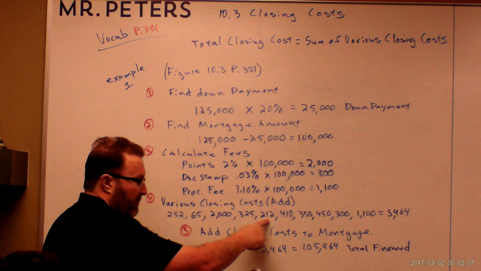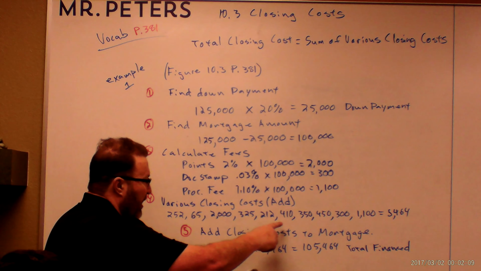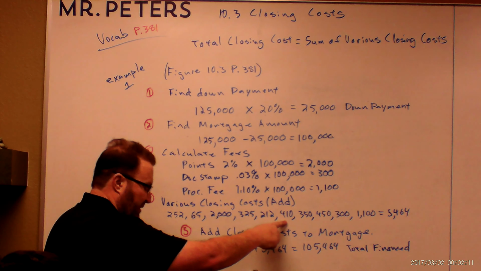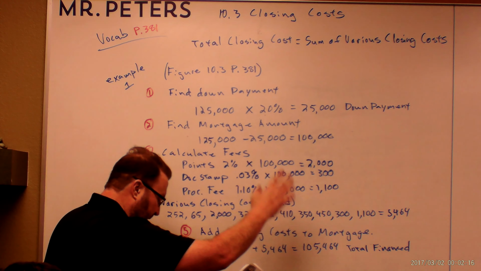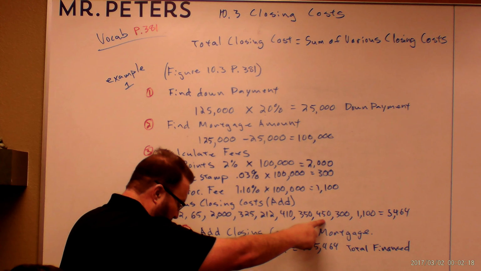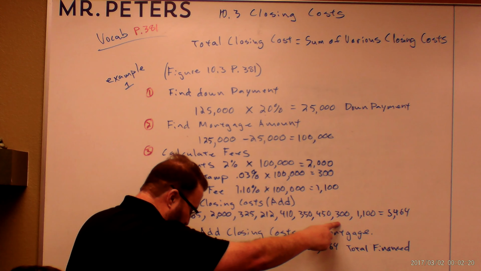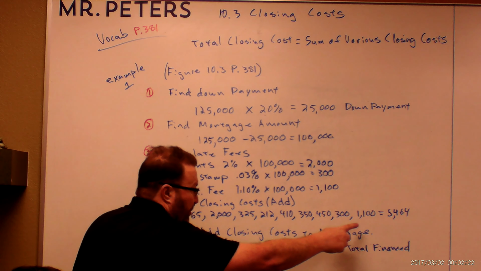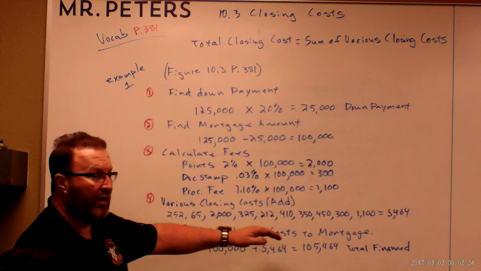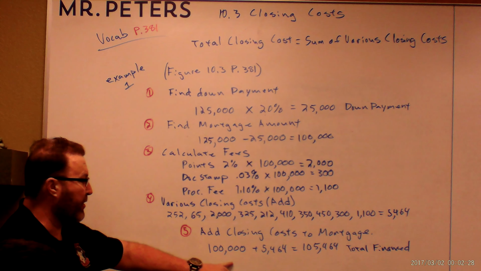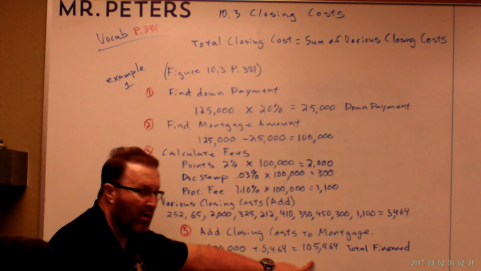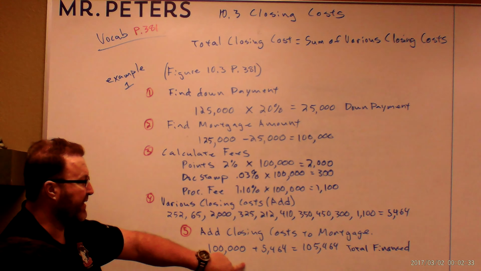Title search fee, that's to make sure there's no liens on the property. Title insurance, that's what guarantees the title after it transfers. Inspection of the property, make sure there's no major issues. Legal fees, and then the dock stamp fee and the processing fee. So when we add these all together, it's $5,464. We add that back into the $100,000. So this is their loan amount. Okay, so closing costs are financed into the loan.